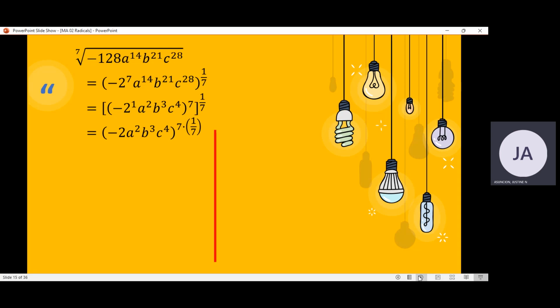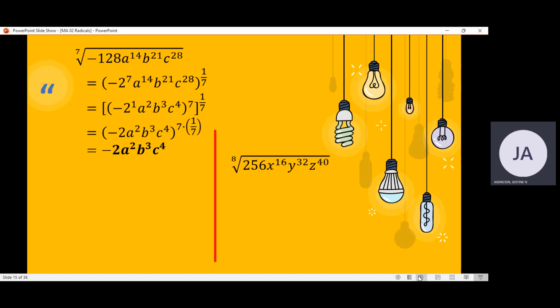Okay, is just simply 1. Okay, so the seventh root of negative 128 a raised to 14 b raised to 21 c raised to 28 is negative 2a squared b cubed c raised to 4. Okay, so again, as you can see, we just apply the definition and also the laws of exponents that we discussed in our previous discussions.